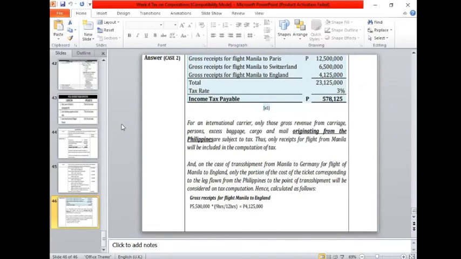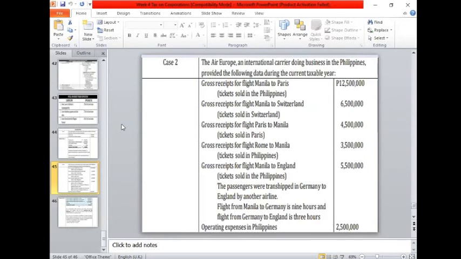So in the international carriage, take note that 2.5% is applied, of course, on the gross receipts, okay? So of course, expenses are not applicable. So let's identify the gross receipts. Take note, the rule is to make sure that the gross receipts, the flights, the mail, the passengers originated from the Philippines. So what are those gross receipts originating from the Philippines? The 12.5 million from Manila to Paris, the gross receipts from Manila to Switzerland, 6.5 million, and the gross receipts from Manila to England with the transshipment.